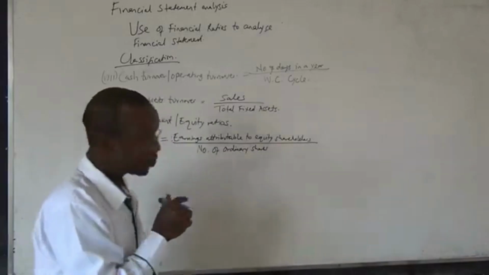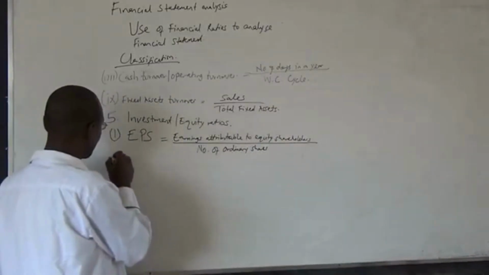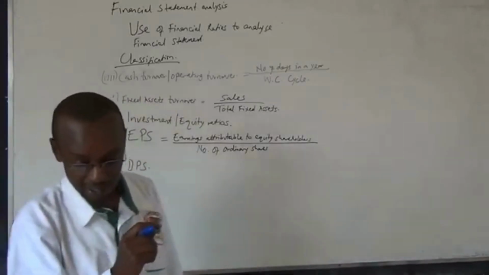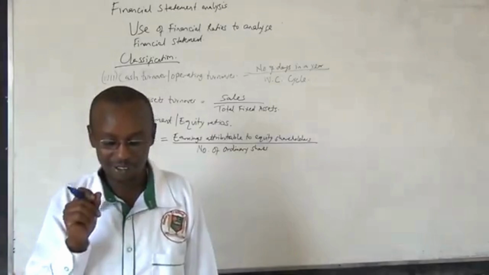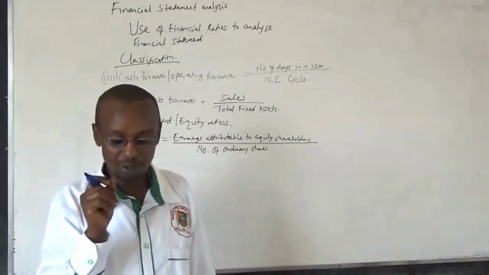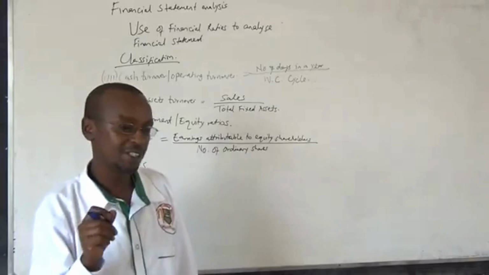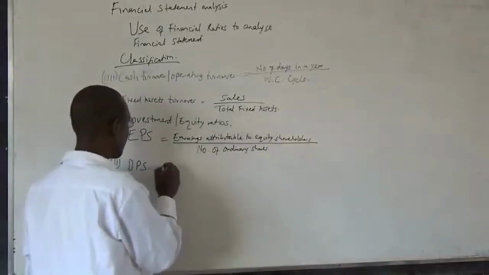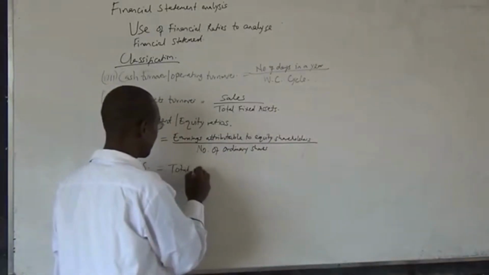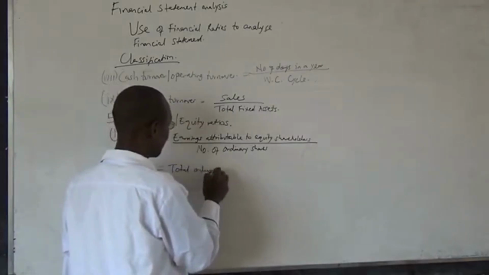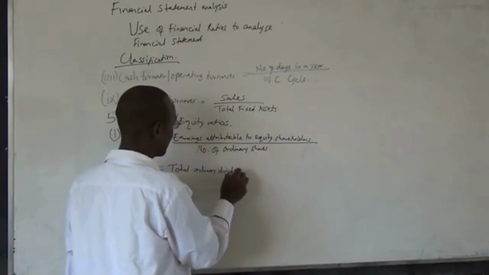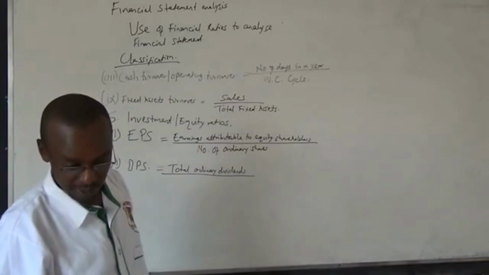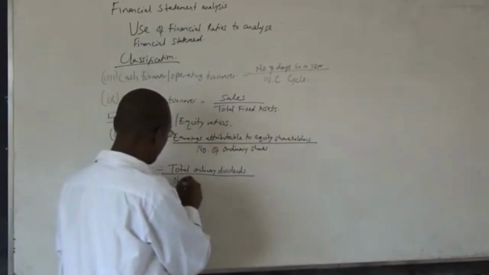Then we also calculate dividend per share. Dividend per share represents the amount of cash dividend that shareholders expect to receive for every share invested in the company. So dividend per share is equal to total ordinary dividends divided by number of ordinary shares.